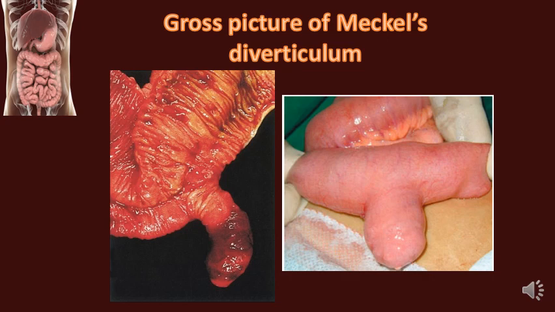Our specimen is the gross picture of the Meckel's diverticulum. As we see here, this is a blind-ended pouch of the small intestinal wall. It's called the Meckel's diverticulum. It arises from the anti-mesenteric side of the small intestinal wall. Anti-mesenteric side is the other side opposite to the mesentery.